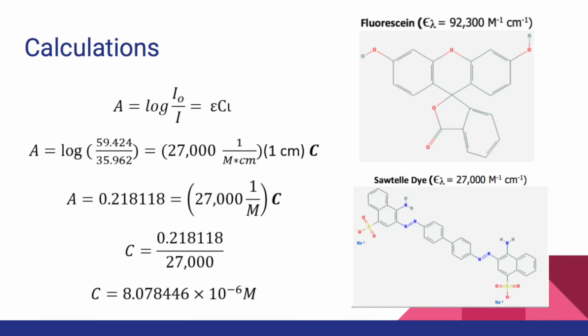Here we have the calculation for determining the molar concentration of our dye. Since we determined that our dye was the Swatelli dye, we used the given molar absorbance constant and plugged that into Beer's law. To determine the absorbance to calculate for the concentration, we took the log of the peak water intensity over the peak dye absorbance that was calculated.